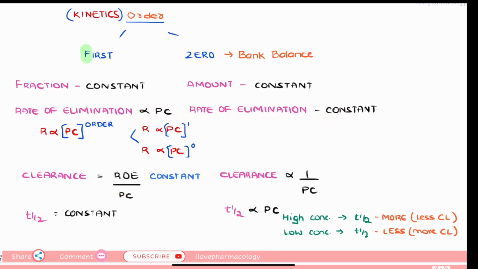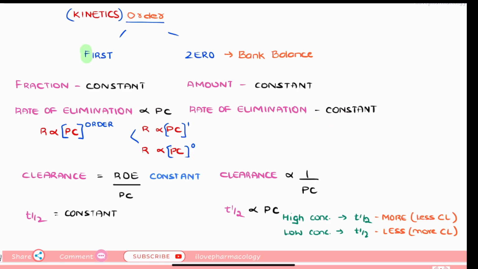So what about the T half in case of zero order kinetics? In case of zero order kinetics, T half is proportional to the plasma concentration. So what is half-life or the T half? It is the time at which 50% of the drug will be eliminated from the body. So as the concentration increases, even the T half with respect to zero order kinetics will be proportional to the plasma concentration.